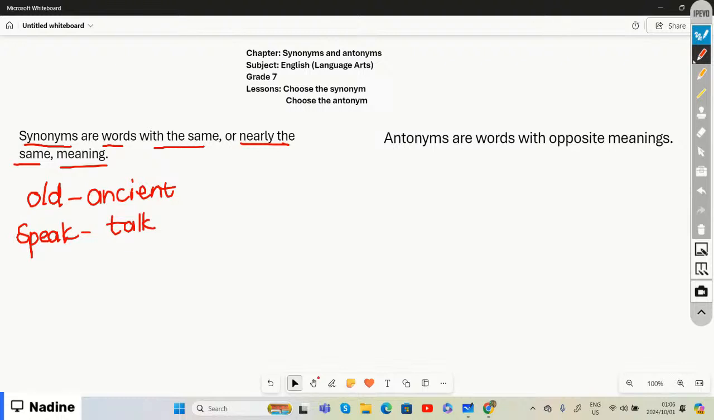Another example of synonyms, which are words with the same or almost the same meaning: you are either smart, or another word for smart, we can say that you are clever. So smart or clever. Rich. Another word for rich is wealthy. So it's either this person is so wealthy or that person is rich.